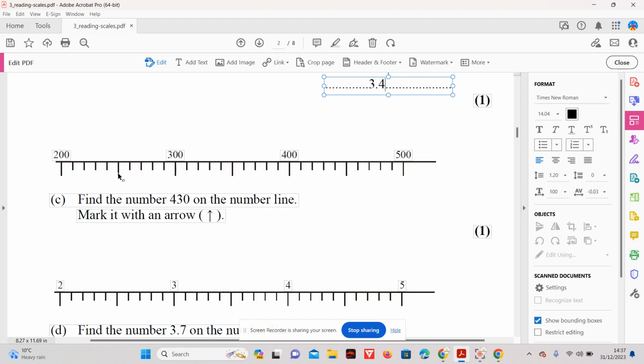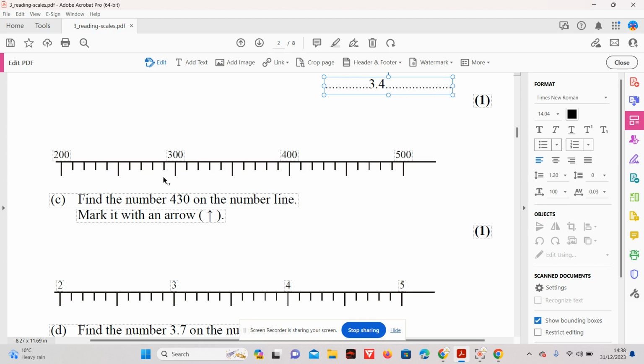So this time, because it's going up in hundreds, and we've got 10 spaces between the 200 and the 300, we can simply just divide. So it's going up in hundreds. So I'm going to divide the 100 by 10, which makes 10. So therefore, it's going up in 10. So it's going to be 200, 210, 220, 230, 240, 250, etc., etc.